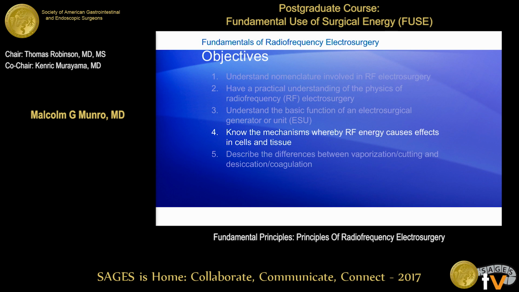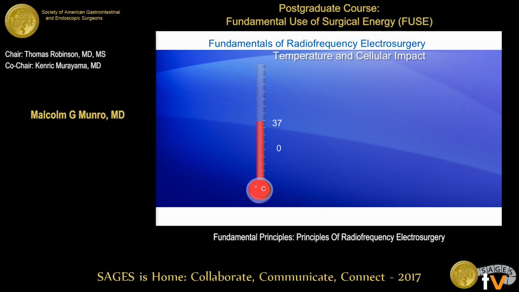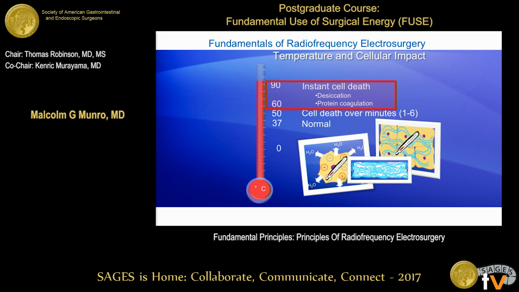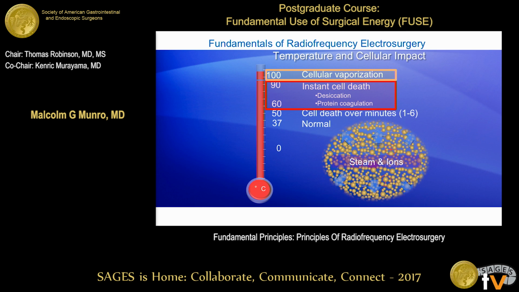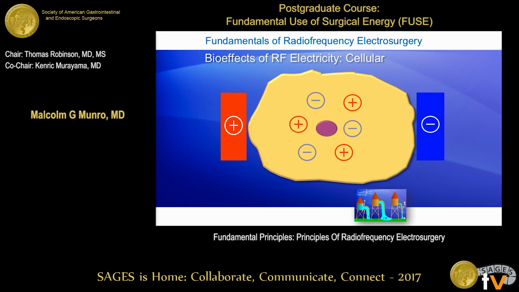Okay, now to get to the cellular scenario, remember that our normal body temperature is 37. Cell death occurs, or starts to occur, at 50 degrees centigrade, but you need about 6 minutes exposure. At 60 degrees centigrade, you get instant cell death. So when you are desiccating or coagulating tissue, you're roughly working in the 60 to 90, 95 degree range. If you quickly push that cellular temperature up to 100 degrees, the water inside the cell boils. You get a liquid-gas conversion, massive expansion, and vaporization.